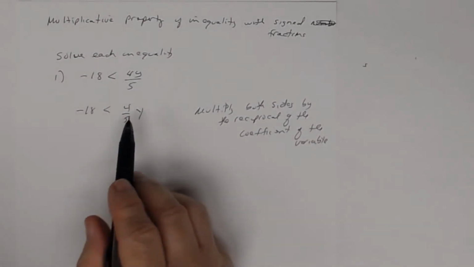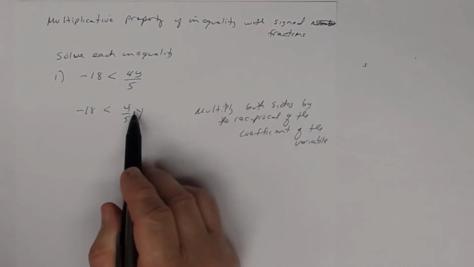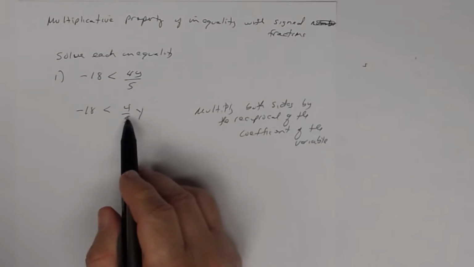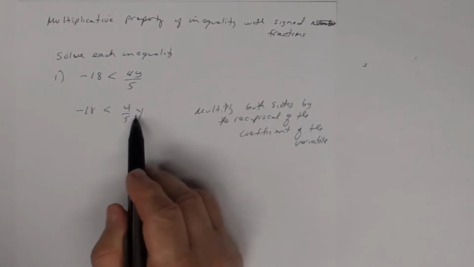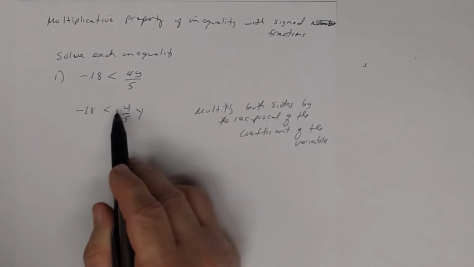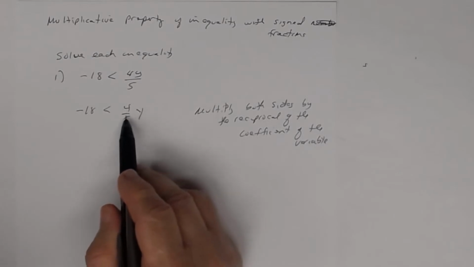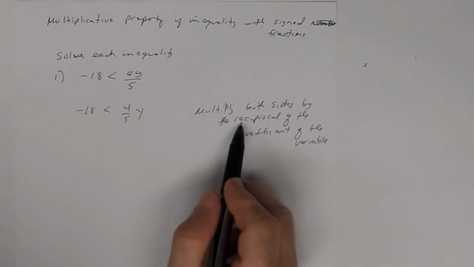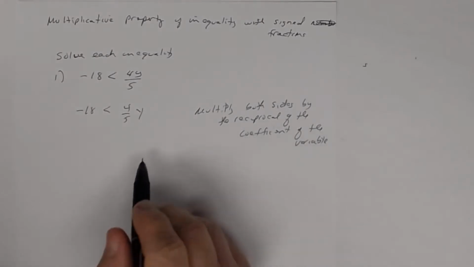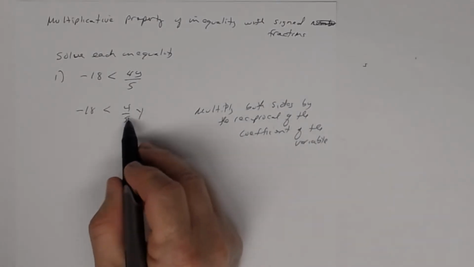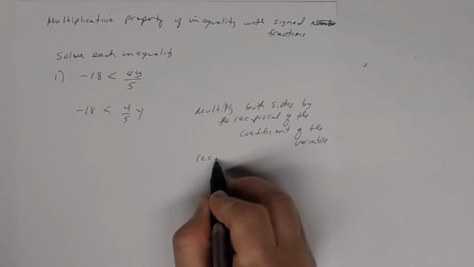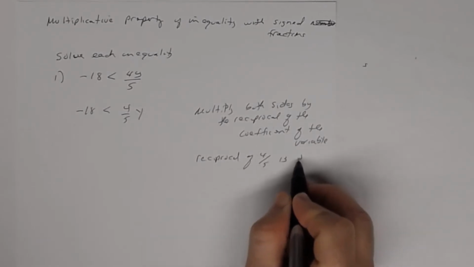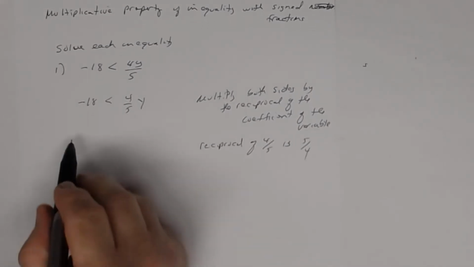Okay? So the coefficient of the variable y is 4/5. And so remember, we're trying to get y by itself, meaning we want this to be a 1 right here. So to get this to be a 1, one way to do that is to multiply both sides of this inequality by the reciprocal of the coefficient. And so the reciprocal of 4/5 is 5/4. And so here's what you're going to do next.